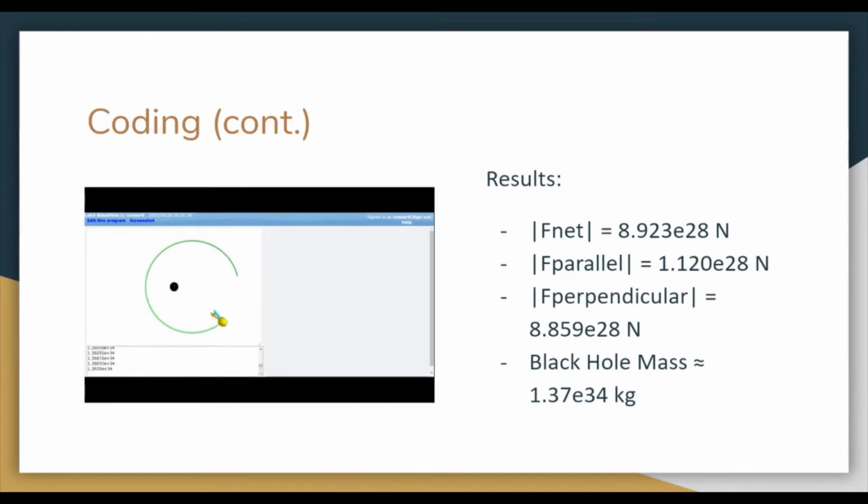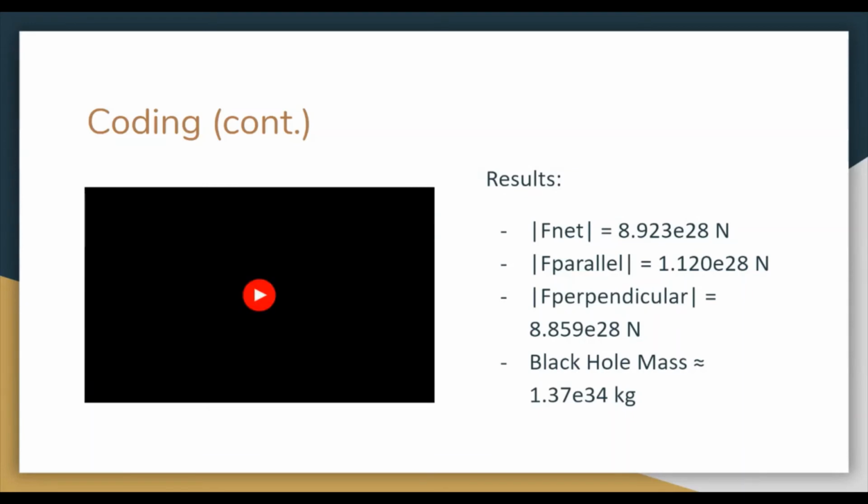The results we get are the net force to be 8.923 times 10 to the 28th newtons, the parallel force to be 1.120 times 10 to the 28th newtons, the net force perpendicular to be 8.859 times 10 to the 28th newtons, and the black hole's mass to average out to be about 1.37 times 10 to the 34th kilograms.